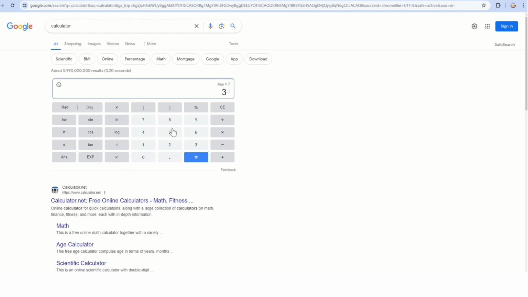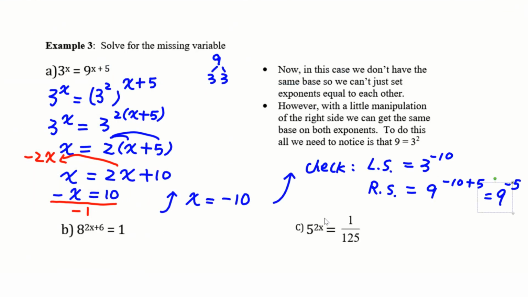Three to the exponent negative 10, or we just check 3 to the exponent positive 10. Then 9 to the exponent 5. So they are the same. So it means they are equal.